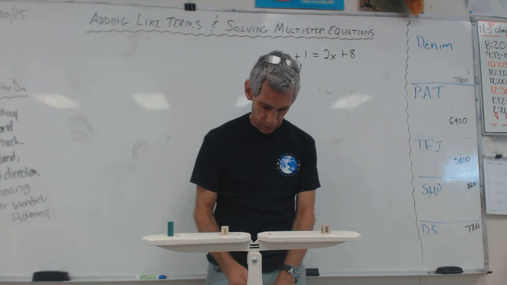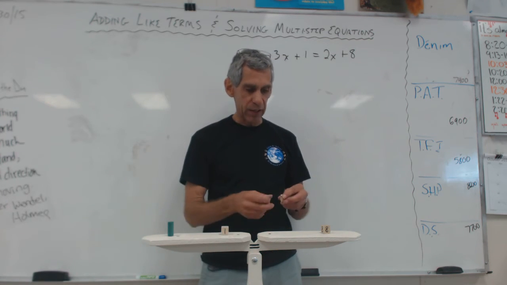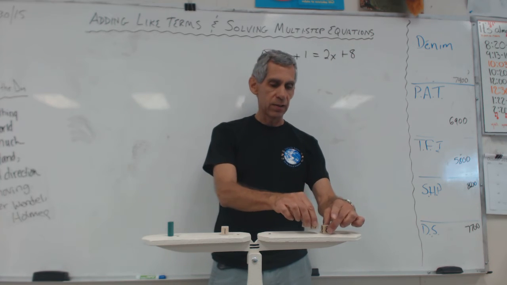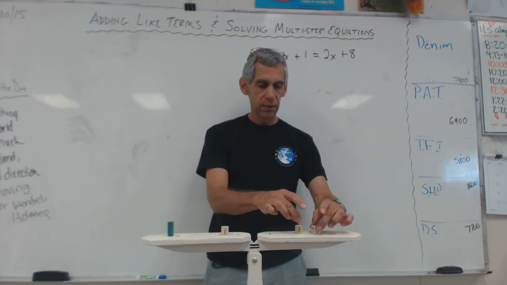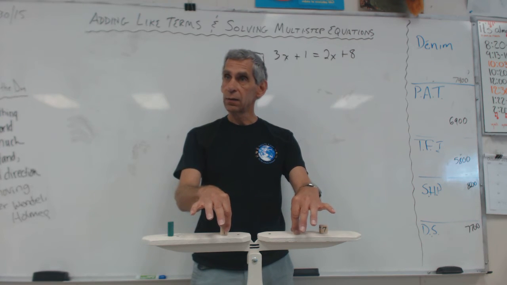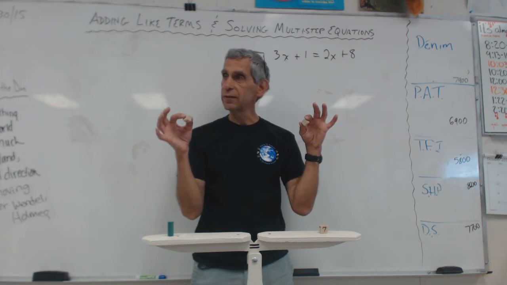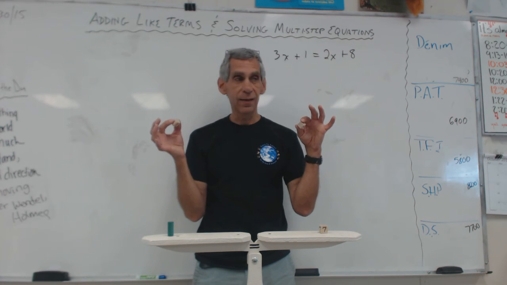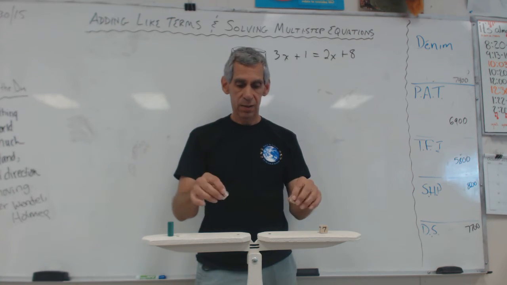So x equals 7? Wait. I'm going to change my 8 to 7 and 1. Is that legal? 7 plus 1. So now, if I take my 1's away, x equals 7. Isn't that amazing? That's crazy.